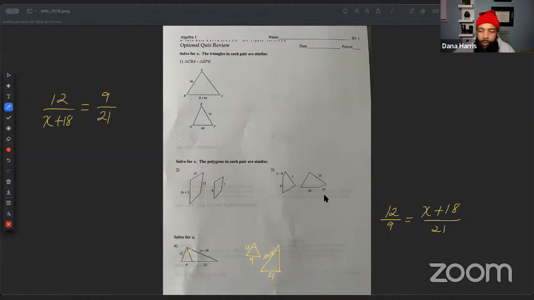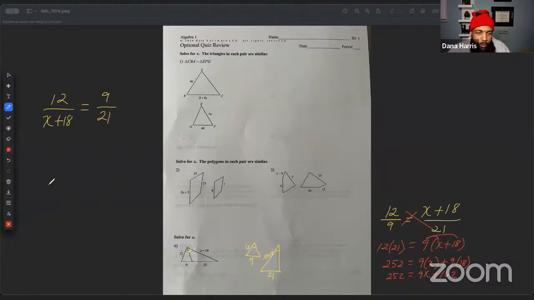All right, so now when I cross multiply these, I have 12 times 21 is equal to 9 times x plus 18. 12 times 21, I definitely don't have that in my head. So that equals 252. And then I want to distribute this 9. So 9 times x plus 9 times 18. And that gives me 252 is equal to 9x plus 162.